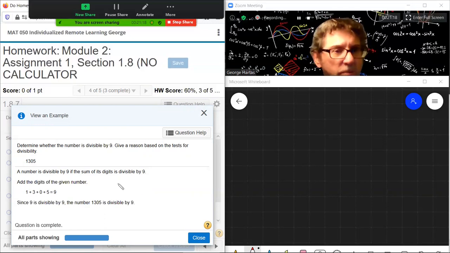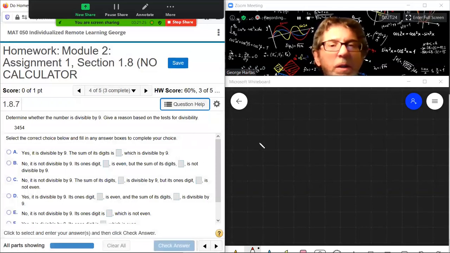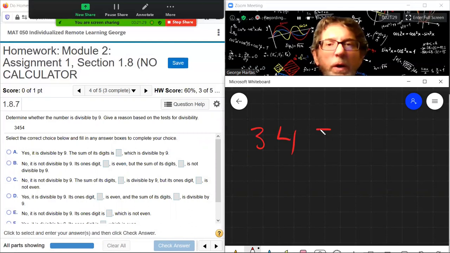All right, so we got what we needed out of help. Let's get out of help and try the original problem. 3,454. We're going to add these guys. We're going to add them up. 3 plus 4 is 7. 7 plus 9 is 16.